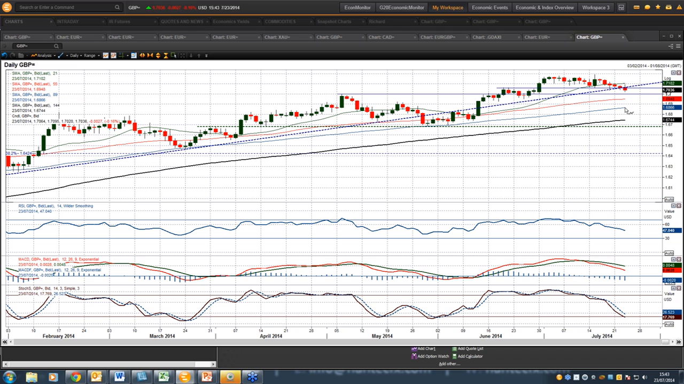So you might see that happen again, and I'm not hoping that that's going to be the case. I think that cable is going to start to form support not a million miles away from where we are now. But yeah, I'm not expecting it to go back to this moving average, but it could quite easily do it.